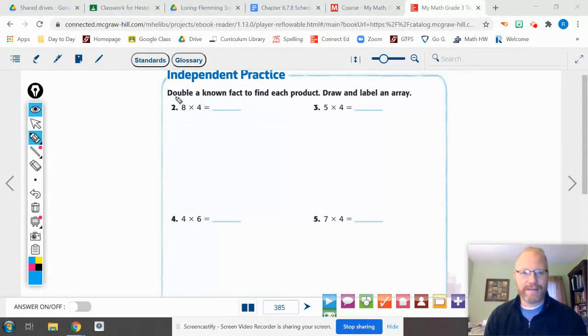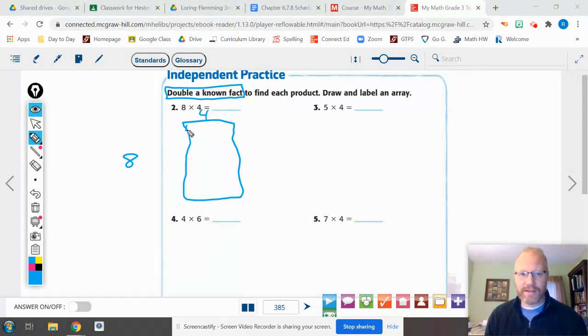So let's get going. Double a known fact. What they're saying is break down 8 to a smaller number. To find each product, draw and label an array. So we need to draw an array. We're going to start with 8 times 4. Super simple. Draw a rectangle. The rectangle is going to be tall because the 8 is first.